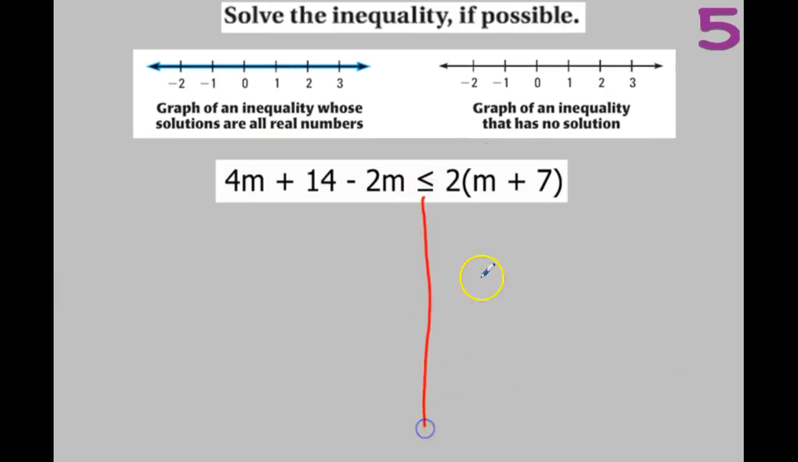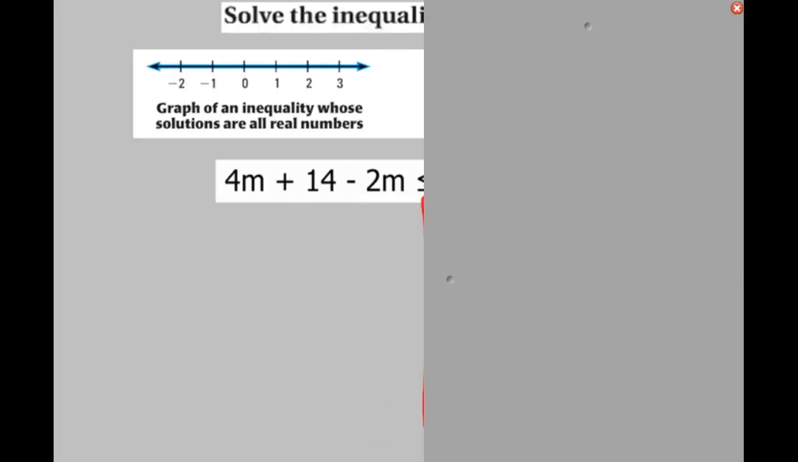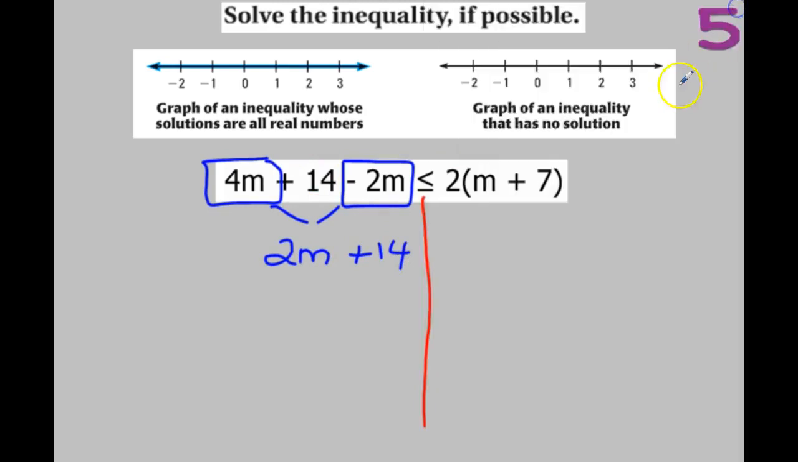Alright, here's one big problem, only one on this page. On the left side over here, if I want to just focus on this half first, I can combine some like terms, 4m and negative 2m. 4 minus 2 would give me 2m and a 14. And then on the other side, I can distribute. 2 times m is 2m, 2 times 7 is 14. And my symbol in between.